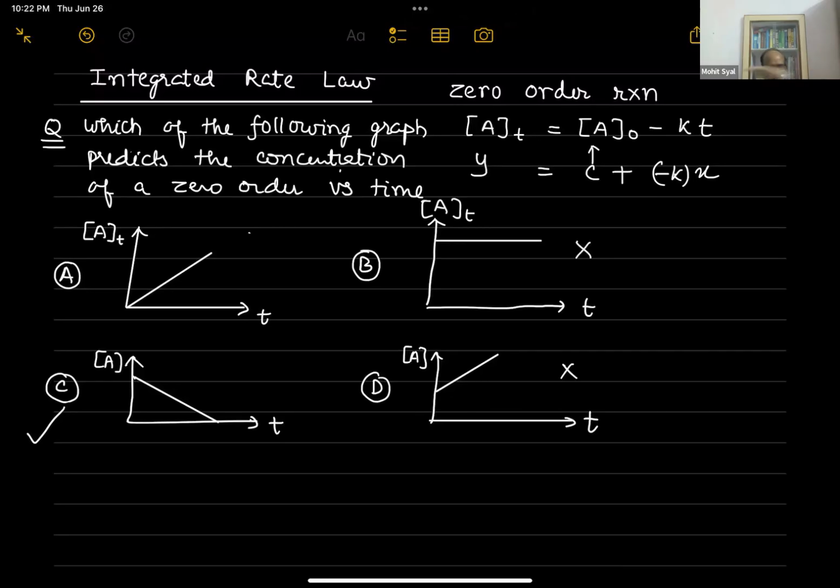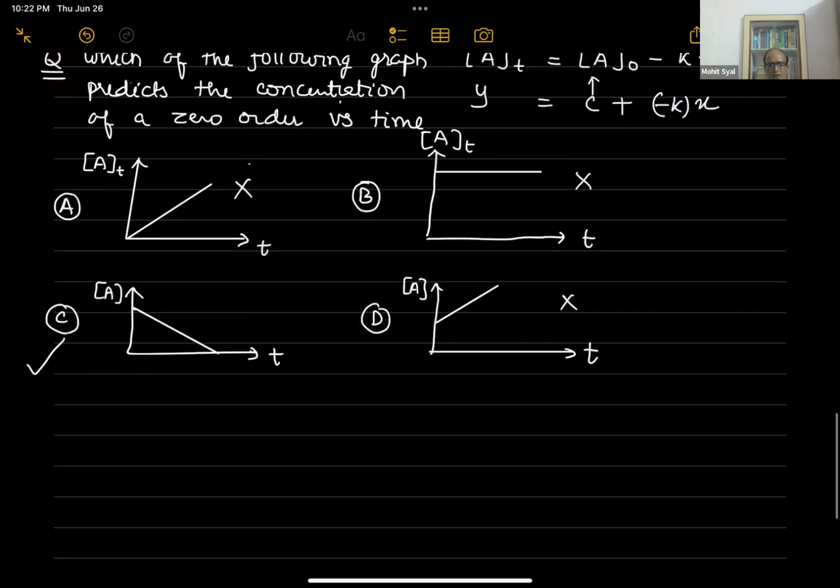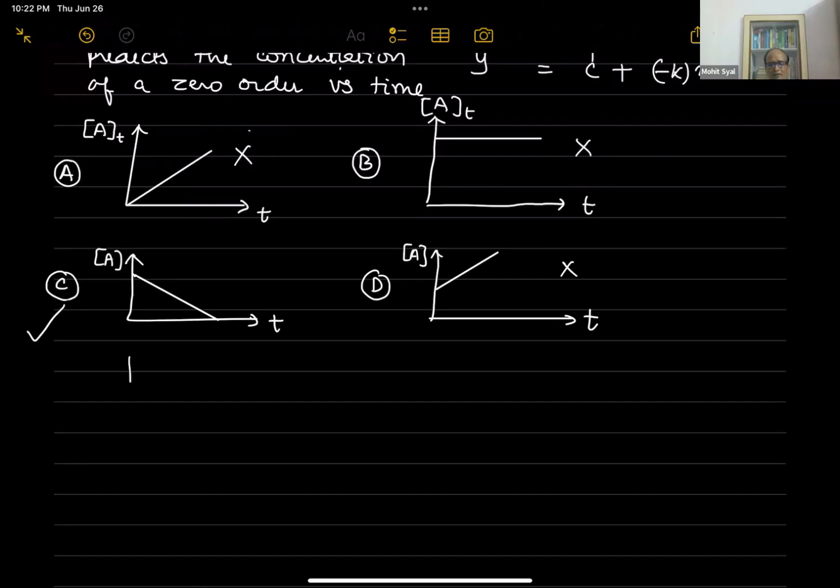Concentration can't remain constant with time. This also cannot be the graph. Concentration can't increase with time, it will decrease. So in this case it is a linear decrease, which is a straight line. Sometimes the decrease is like this, curved, in the first order reaction, right? Is it clear?